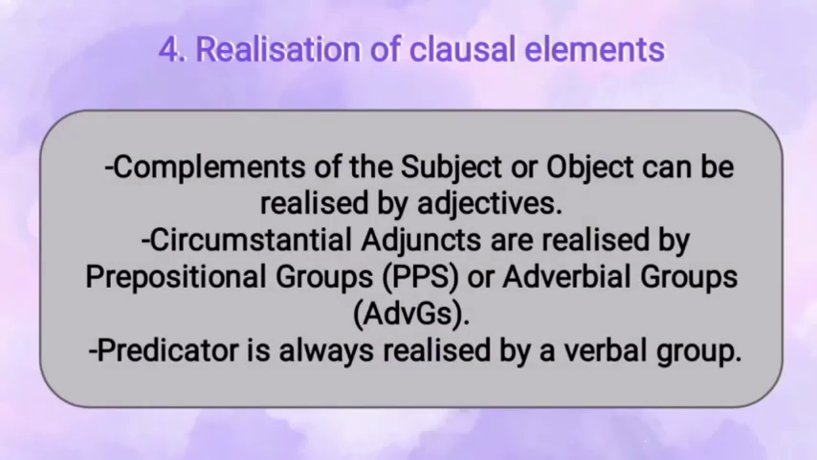The fourth is realizations of clausal elements. Complements of the subject or object can be realized by adjectives. Circumstantial adjuncts are realized by prepositional groups or adverbial groups. Predicator is always realized by a verbal group.